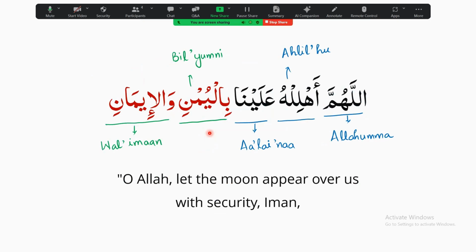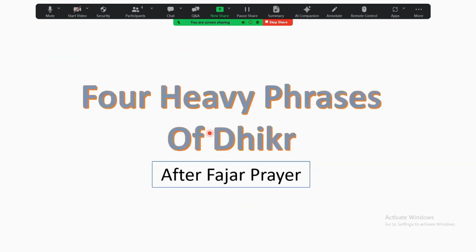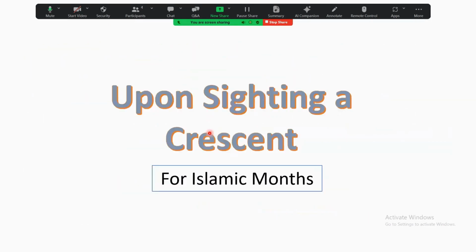If you pay attention to the meaning of these duas, that is the best way to memorize them. The first dua that we did is the four heavy phrases of dhikr, and the second one we did is this dua upon sighting a crescent.